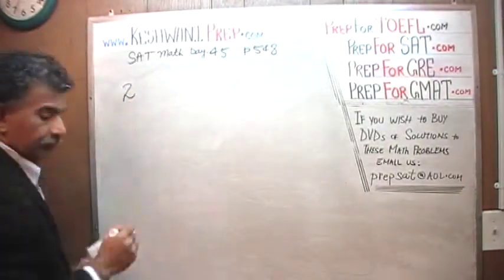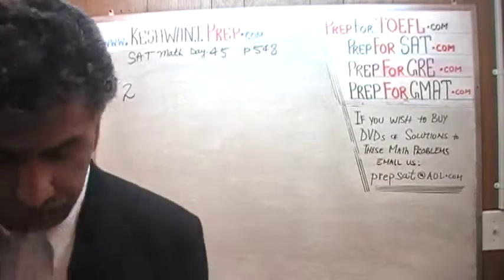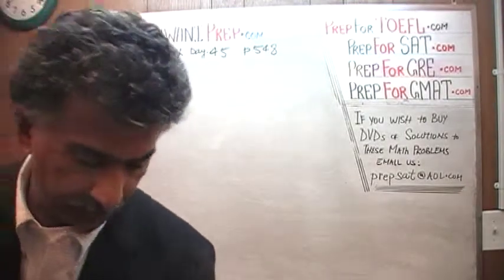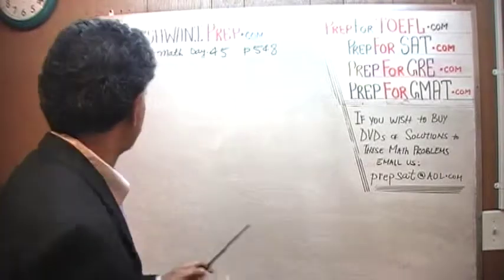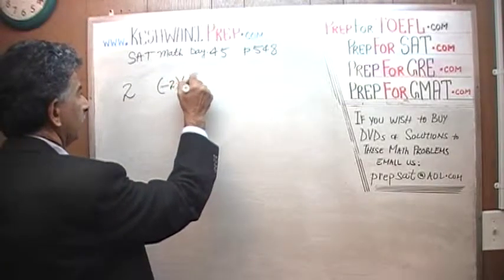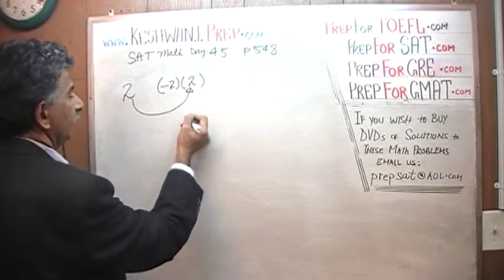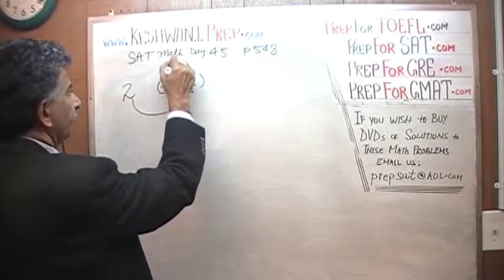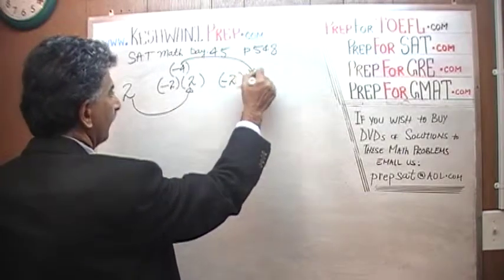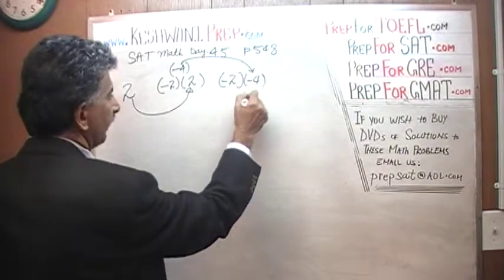So the first term is 2. Every term after the first term is negative 2 times the preceding term. So, negative 2 times the preceding term, which is this right here, gives you negative 4. The next one is going to be negative 2 times negative 4, which is positive 8.